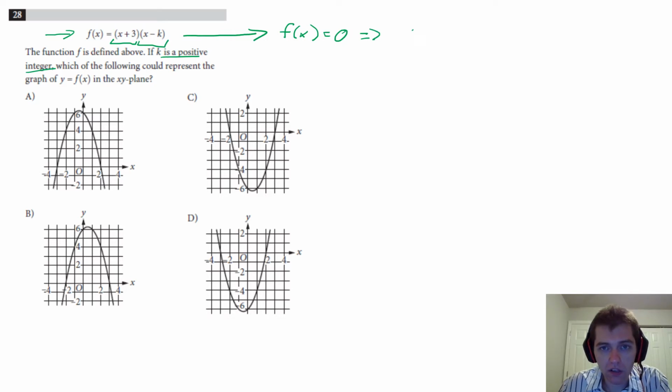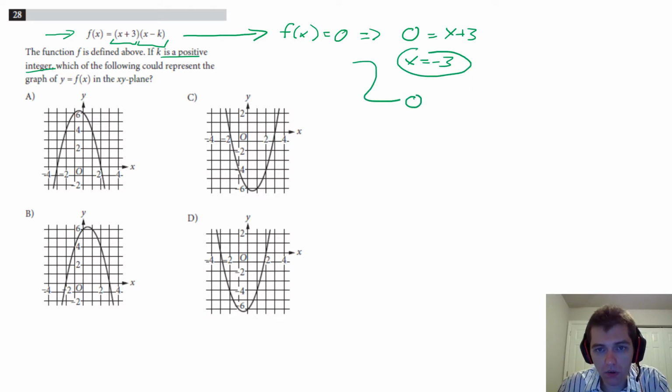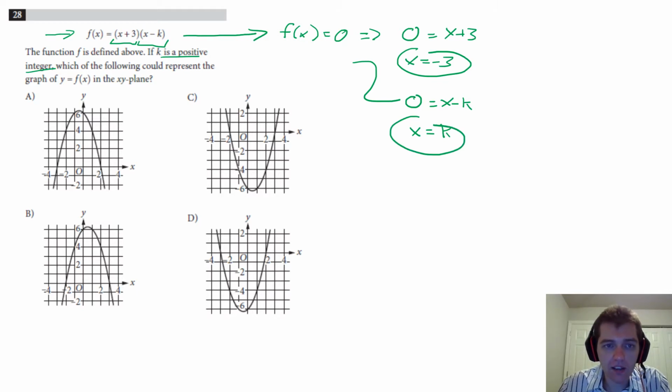it means that 0 is equal to your first factor, x plus 3. Subtract 3 from both sides, and you'll be left with x is equal to negative 3 as one intercept. And 0 is also equal to your other factor, x minus k. Add k to both sides, and x is equal to k will be the other intercept, where you know k is a positive integer. Okay, so let's go through, and using this first bit of information, one of the intercepts has to be x equals negative 3. So which graph is that true for?